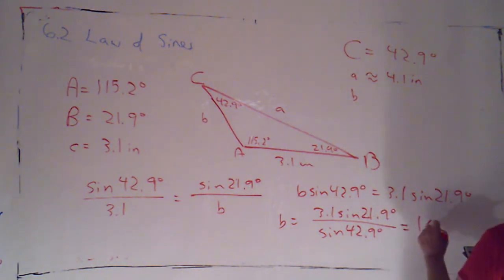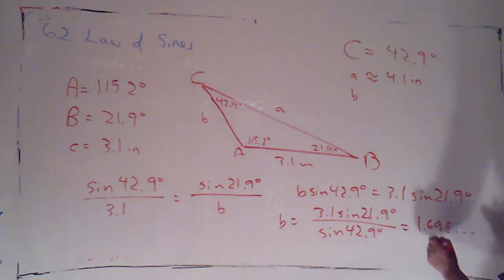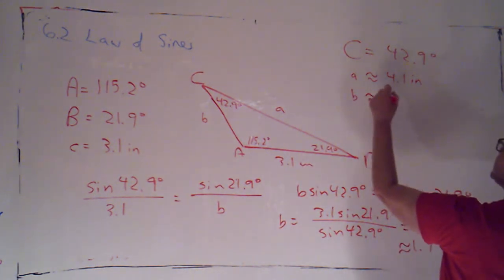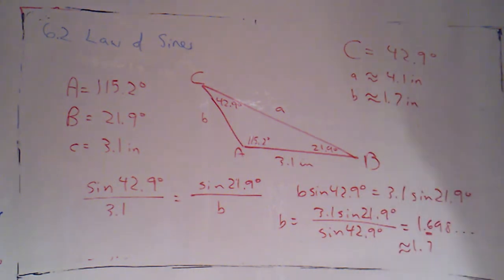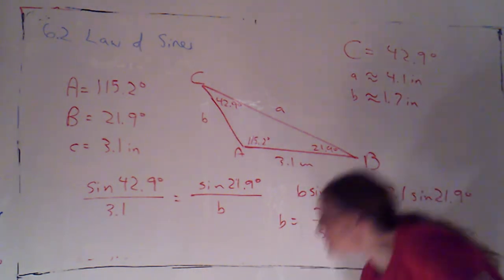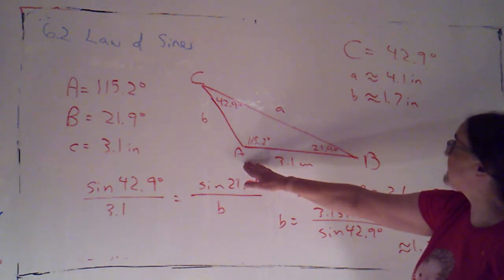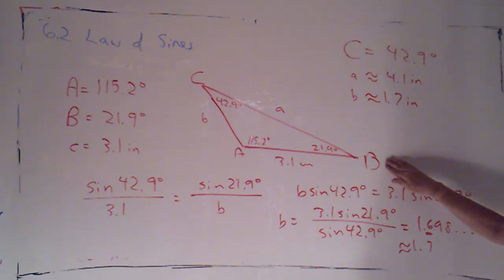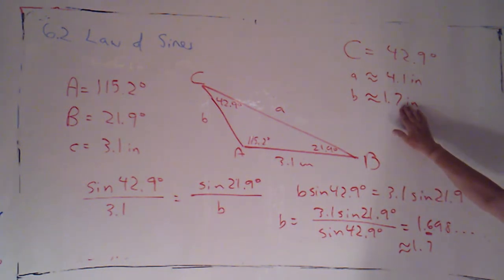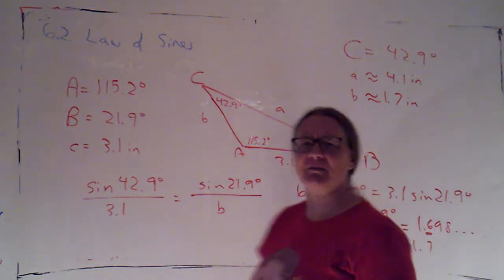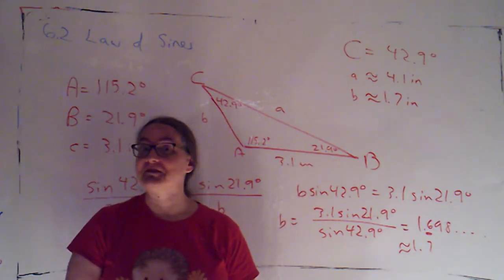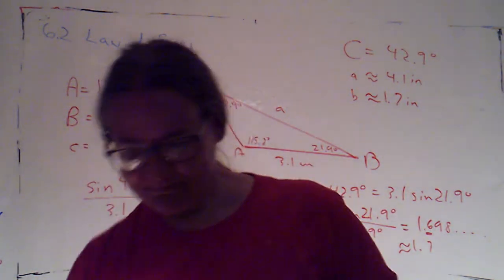So here I'm getting 1.698 and so on. If I'm rounding to the tenths place, that's going to be about 1.7. So that would be 1.7 inches. And then I like to just do a quick check. A was clearly the biggest angle, 4.1 is the biggest side. B was the smallest angle, and 1.7 is the smallest side. Okay. So that doesn't guarantee I haven't made a mistake, but at least I haven't made a glaringly egregious error in solving this.